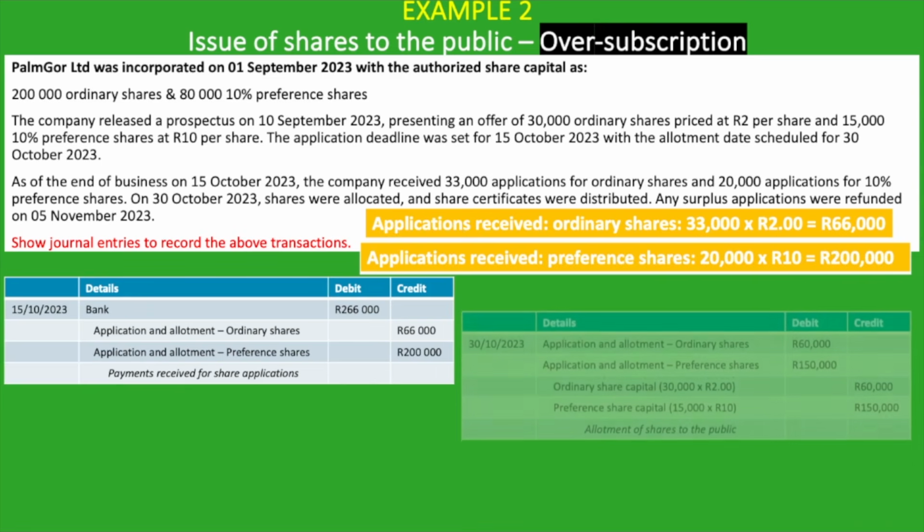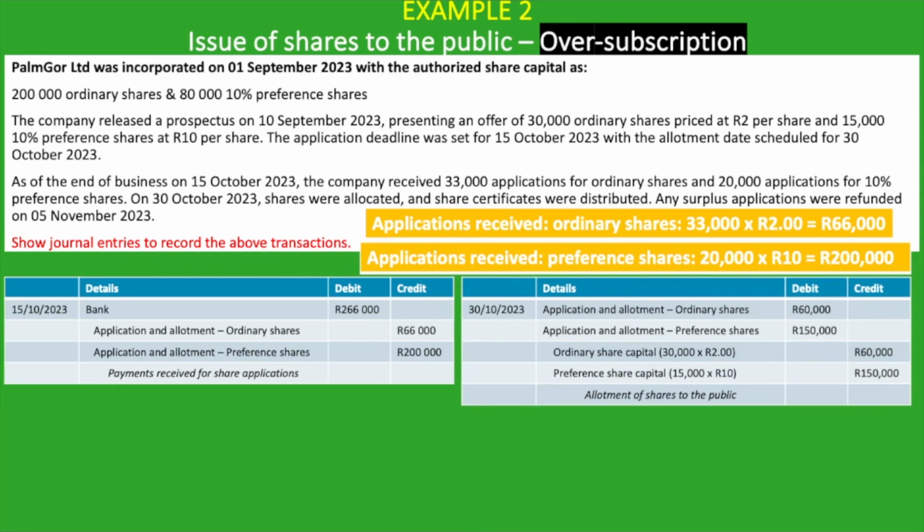So here's how it's going to look. We're going to debit application and allotment for both classes of shares, ordinary and preference, and then we're going to credit ordinary share capital, 30,000 shares times 2 rand, and 15,000 shares times 10 rand for preference shares, and it will give us those amounts: 60,000 rand for ordinary shares and 150,000 rand for preference share capital. All right, and the narration there is allotment of shares to the public. Okay, so that's when you have allocated the shares to the shareholders.